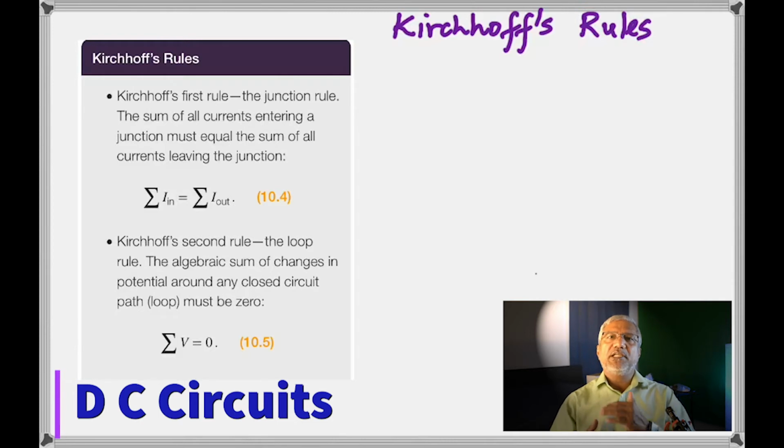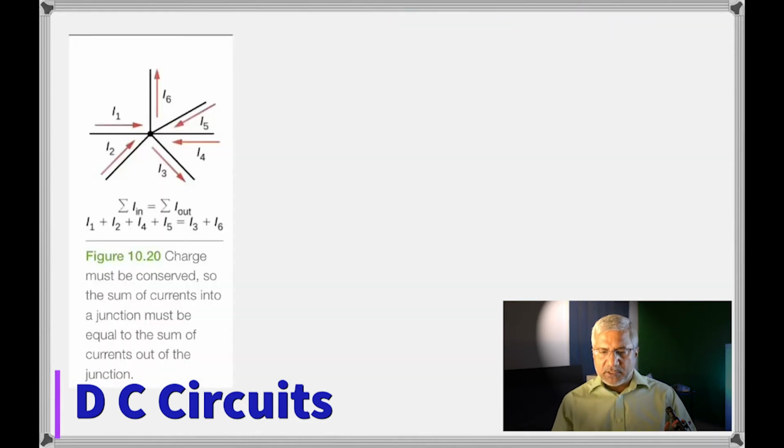Some voltages are going to be positive, some are going to be negative. And if you understand that part from the example that follows, you are good. So let's go there. This is to illustrate the junction rule. You see that the currents coming in are I1, I2, I4, and I5. I3 and I6 are flowing out. So the total current coming in is equal to the total current flowing out.